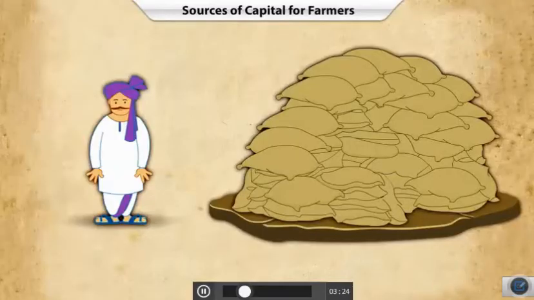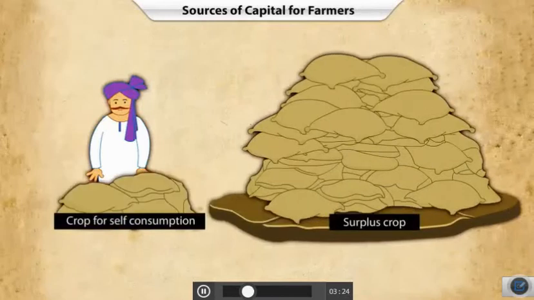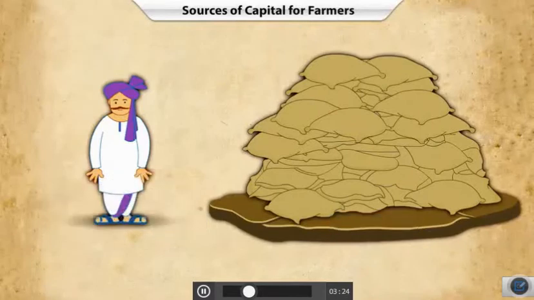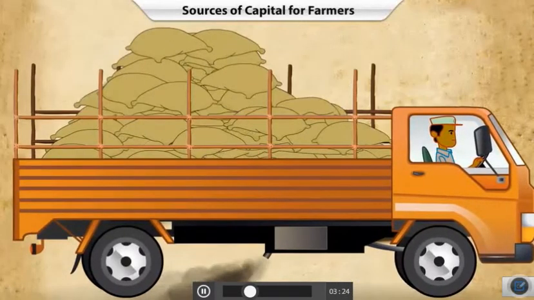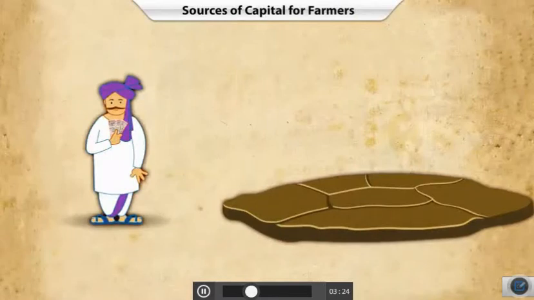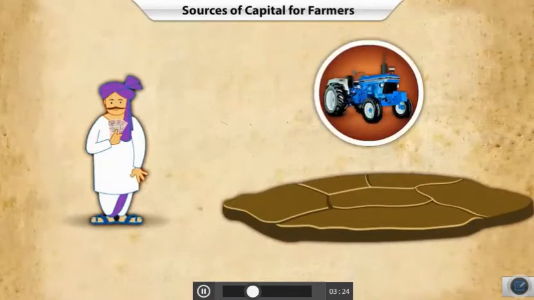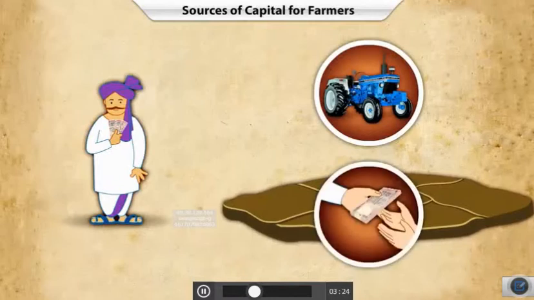For the big farmers, the main source of capital is the surplus production. That is the total yield minus the portion to be used for self-consumption. By selling the surplus in the market, the big farmers earn money, which can be reused in the production process for the next agricultural cycle. Or he can use that money to lend to poor and smaller farmers who are in need of a loan.